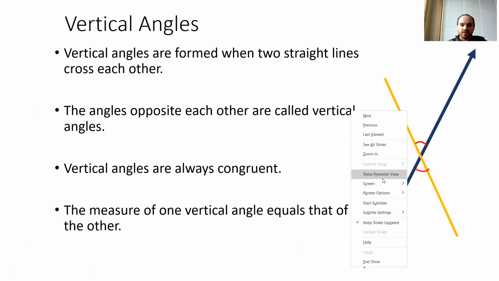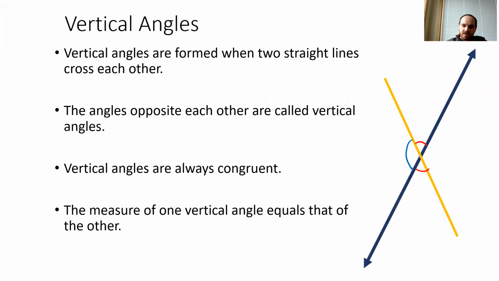And then here, let me change the color. This angle right here and this angle right here are vertical angles. Vertical angles are always congruent. So that means that if this angle right here is 120 degrees, that means that this angle is 120 degrees.